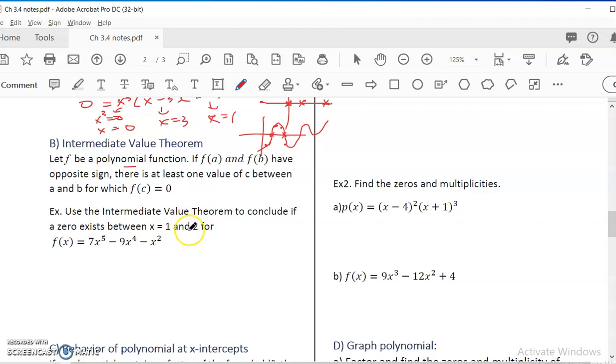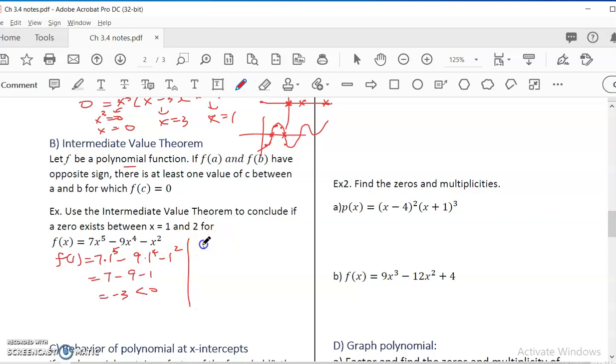I'm not sure if there is a 0 between 1 and 2 because this is not easy to factor, it's not factorable. So for things that are not factorable, you can kind of catch where 0 might be. Of course, you can use a graphing calculator, but you can catch it by actually evaluating x. So for example, I'm going to calculate f of 1. It'll be 7 times 1 to the 5th minus 9 times 1 to the 4th, which is just 1, minus 1 squared. So it'll be 7 minus 9 minus 1. Obviously, it is a negative number, less than 0.